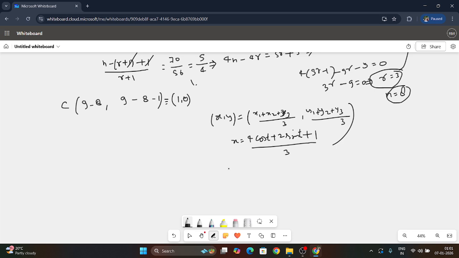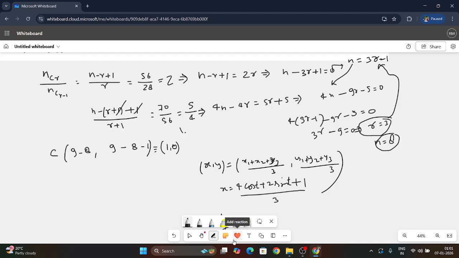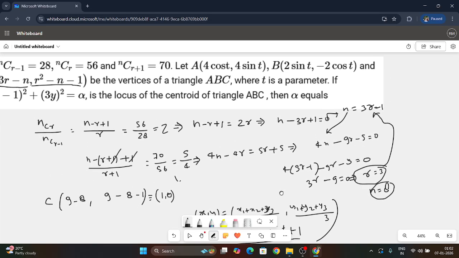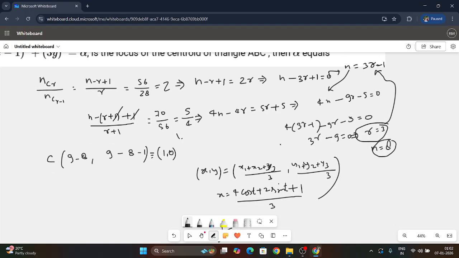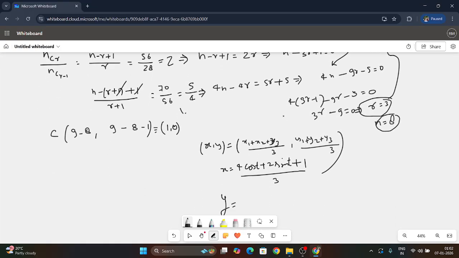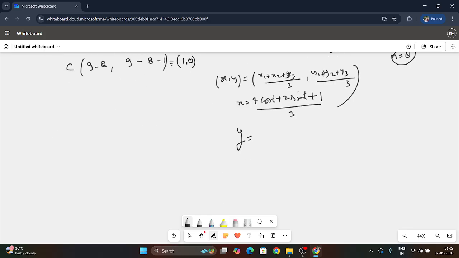Now let's take y, which is going to be y1, 4 sin t minus 2 cos t, so y equals (4 sin t minus 2 cos t plus 0) divided by 3.